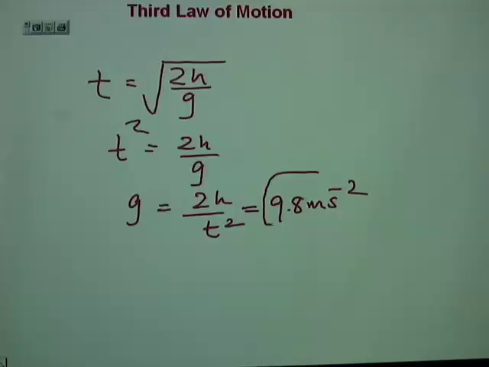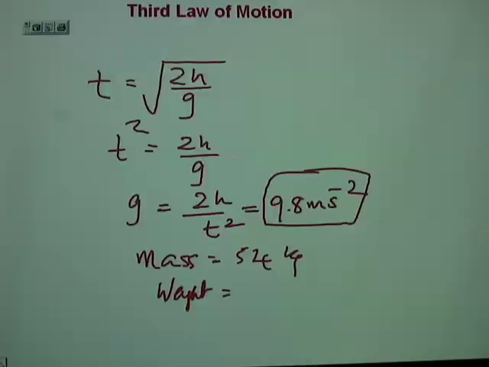So if g is 9.8 meter per second squared, can you tell me what is my weight? My mass is 54 kilogram, and therefore my weight will be 54 times 9.8 Newton, which will be approximately, I think, 530 Newton. So my weight is approximately 530 Newton.